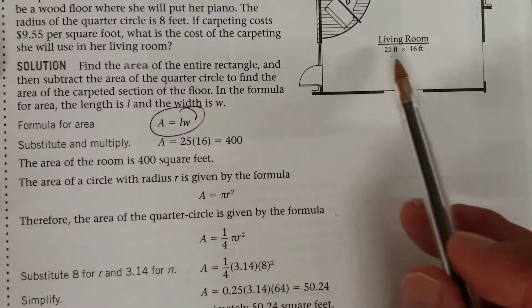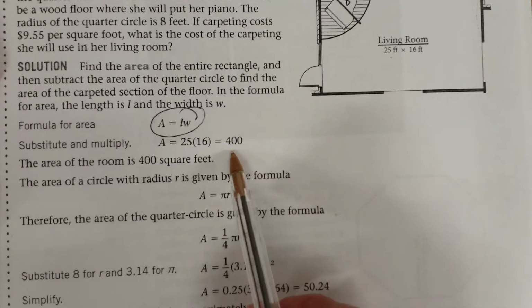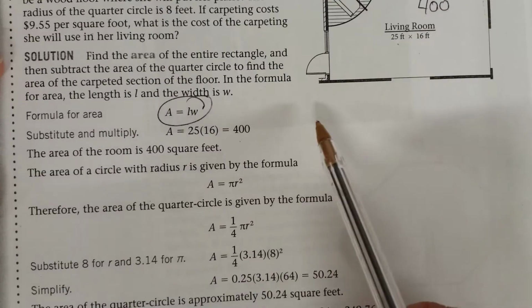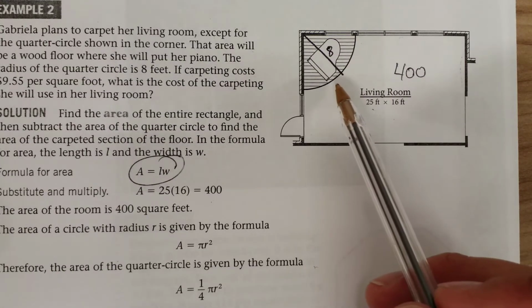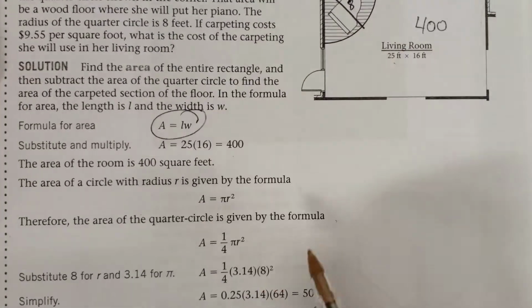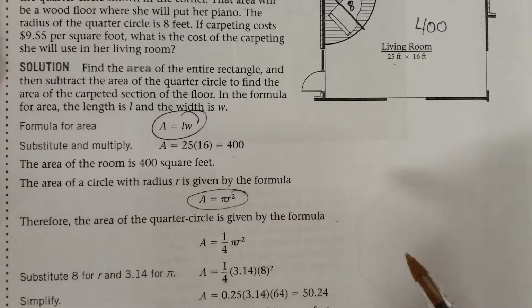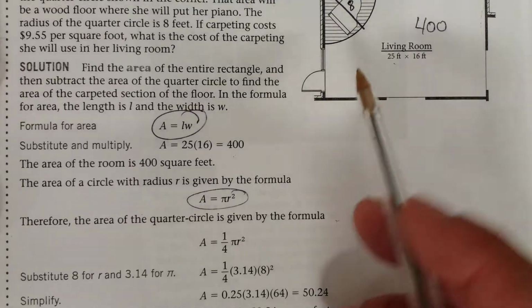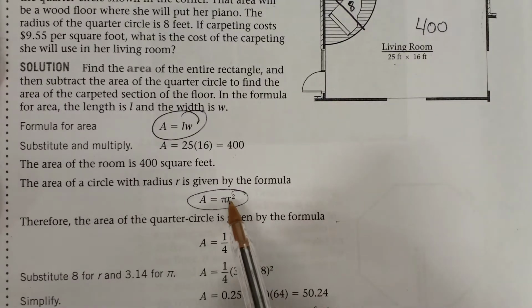So the area of the whole thing is 25 times 16, which would be 400. So the area of this whole big rectangle is 400. Now I need to find the area of this quarter circle. Remember, the formula for the area of a circle is pi r squared. That's the area of a whole circle. r stands for radius.